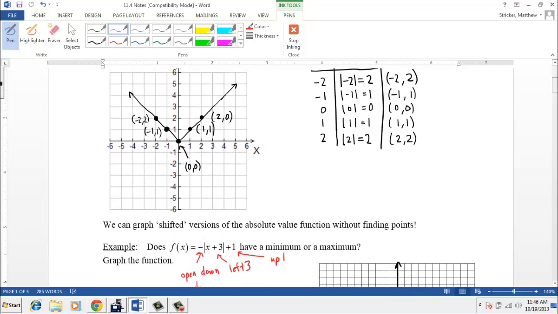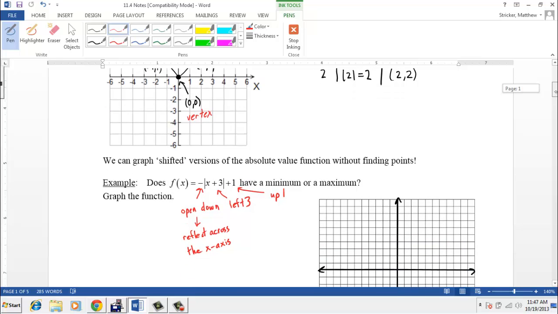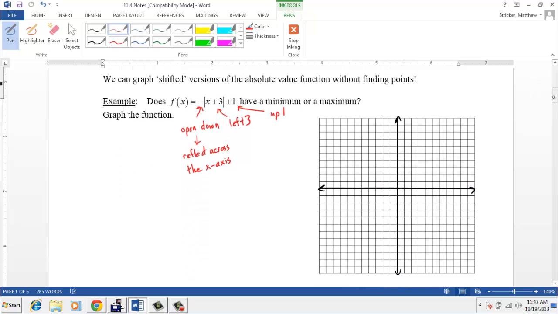Now, in this absolute value graph, the lowest point, just like in the parabola, we still call that the vertex. So we can talk about where the vertex is for this graph. It's going to be left 3 and up 1, which takes us to the point -3, 1, and we expect it to open down. Since it's opening down, we can use that pattern where we go down 1, over 1, down 1, over 1, down 1, over 1.